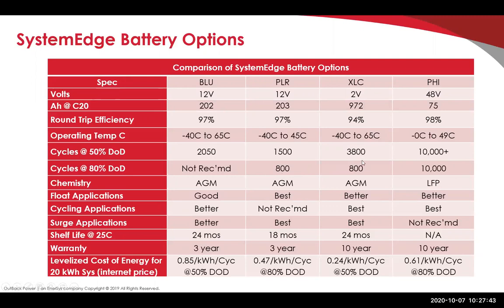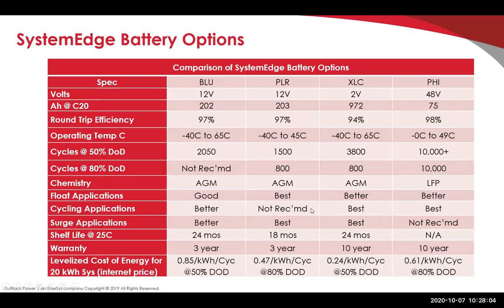But you'll notice that on the XLC, when you get down to 80%, you lose a lot of cycles. So with the XLC, you probably don't want to discharge below 50% either. And then the Simplify has a lot of cycles at 50%.